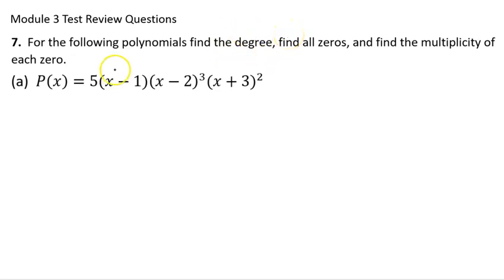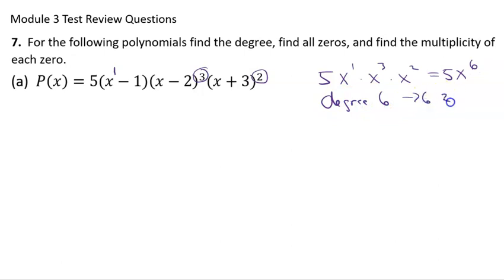So remember, if this is x to the first times an x, this is x to the third, and this is an x squared. If I wrote that out, I would have a 5 from in the front times x to the first times x to the third times x squared. If I did all the work required, which will give me 5x to the 1 plus 3 is 4 plus 2 is 6. So this is a degree 6, which means it's going to have 6 zeros. But they might not be distinct zeros. It might be the same number over and over again.